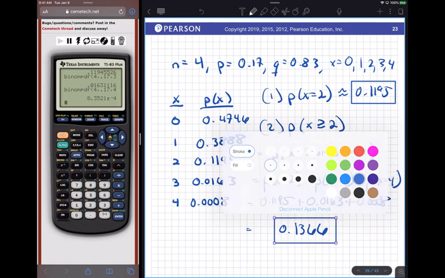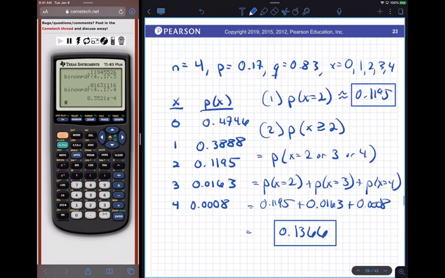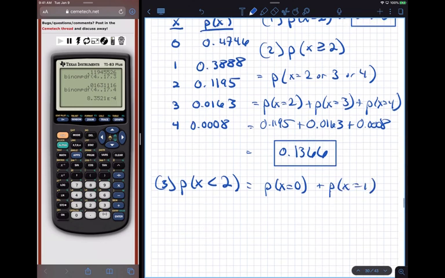And then the third question, fewer than 2 of them responded yes. So the third one is, we want the probability that x is less than 2. So this is going to be the probability that x is 0 plus the probability that x is 1, right? Or we can use the complement rule. Since we just found the probability that x is greater than or equal to 2, if we want strictly less than 2, we could say 1 minus the probability that x is greater than or equal to 2, right? So we can basically just say 1 minus that 0.1366 we just found.